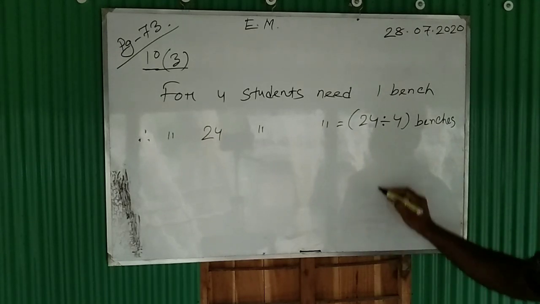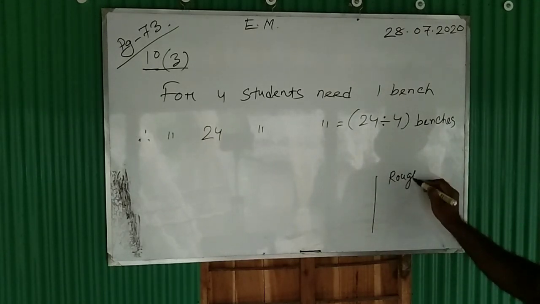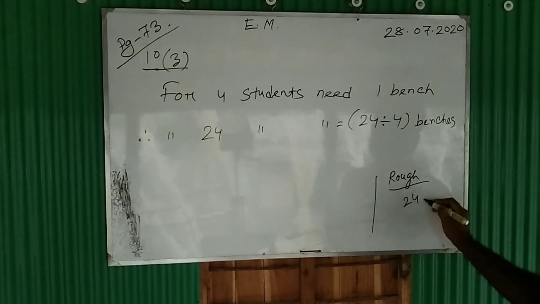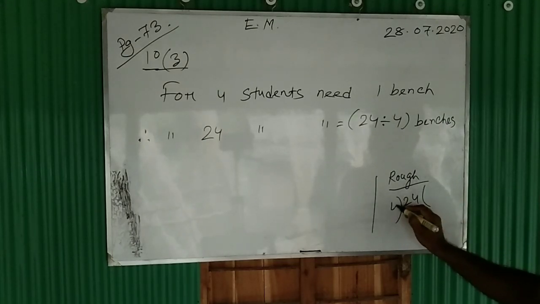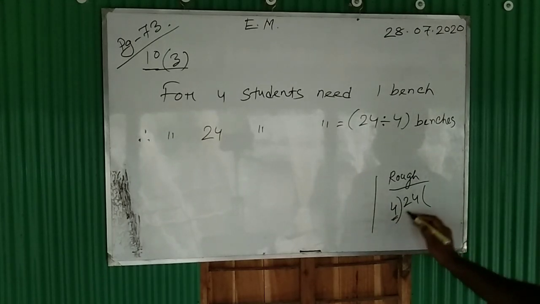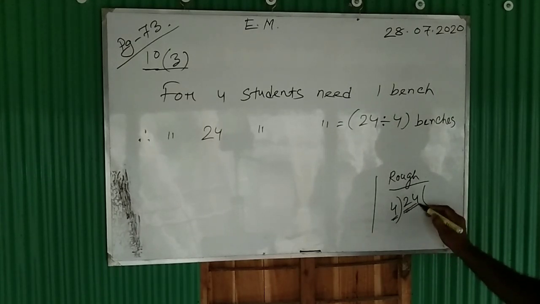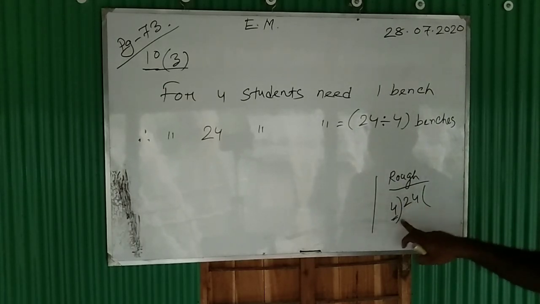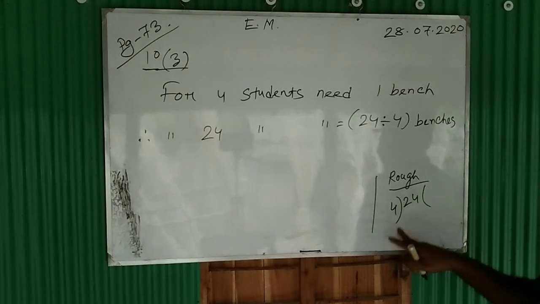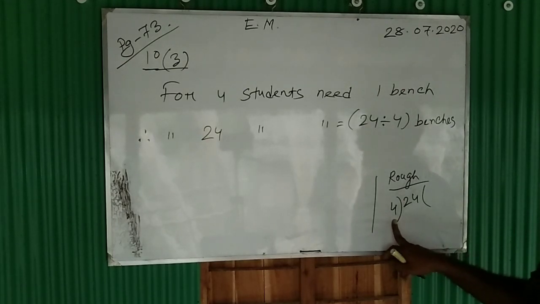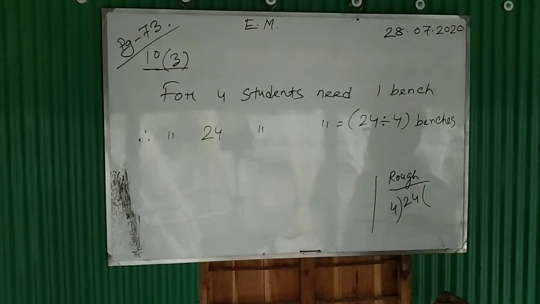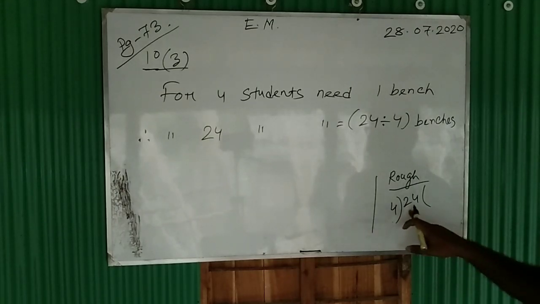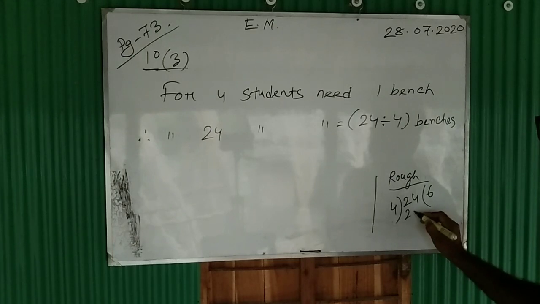Now, rough part. 24 divided by 4. Here the divisor is 4 and the first digit is 2. Since 4 is greater than 2, we take up to 2 digits, that is 24. Now we read the timetable of 4. 4 ones are 4, 4 twos are 8, 4 threes are 12, 4 fours are 16, 4 fives are 20 and 4 sixes are 24.